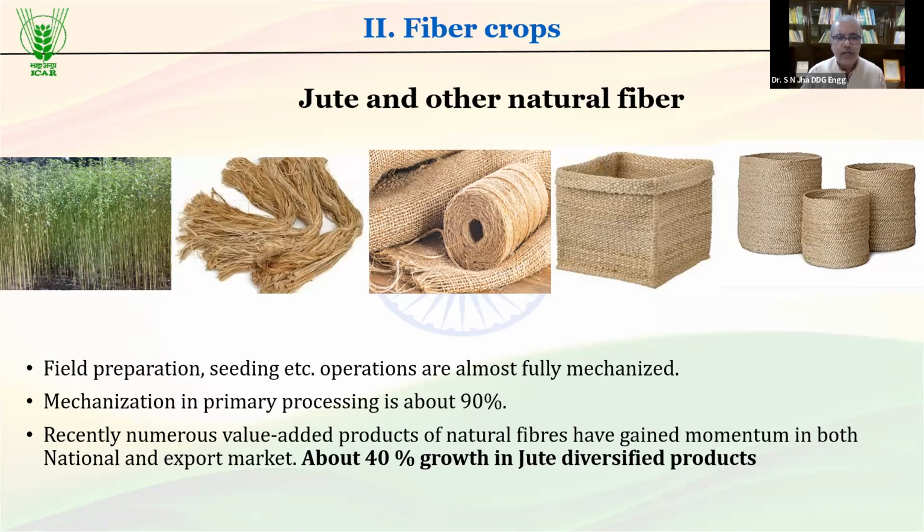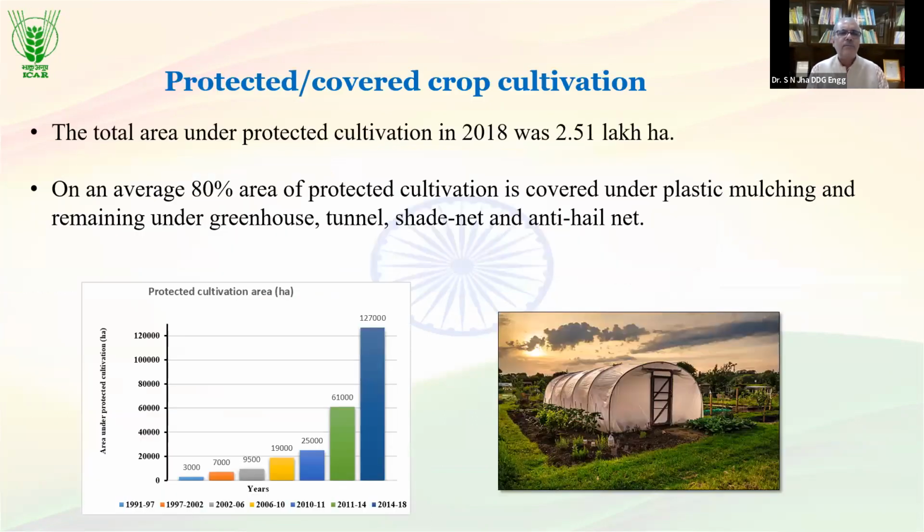Recently, numerous value-added products of natural fibers have gained momentum in both national and export markets. About 40% growth of jute and diversified products have been seen in the last 3 years, during the Corona Kaal, you can say. Then protected cultivation, covered crop cultivation, you can also see that around 2.5 lakh hectare is there. And it was done by most of the engineers and also our AICRP on plasticulture. Now it has been renamed after review as PCM. On an average, 80% area of protected cultivation is covered under plastic mulching and the remaining under greenhouse, tunnel, shade net, and anti-hail net.